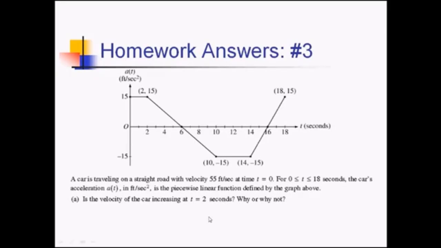For number 3, we've got a car traveling on a straight road, and for part A, all we really need to know is that the acceleration of that car between 0 and 18 seconds is in the graph. So we want to know, based off of this, if the velocity of the car is increasing at t equals 2 seconds.